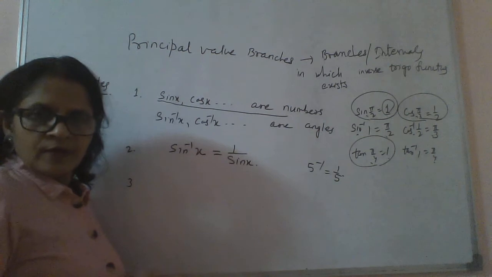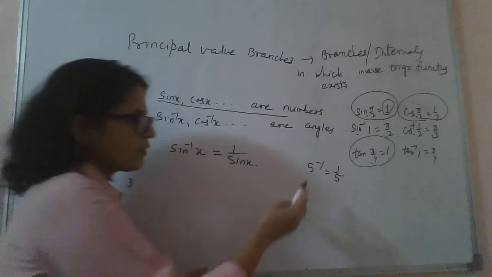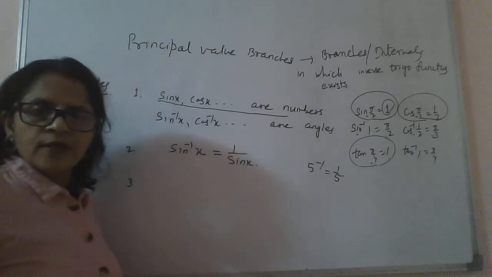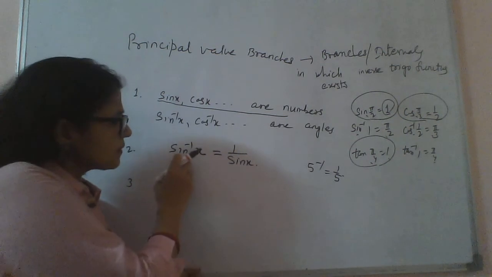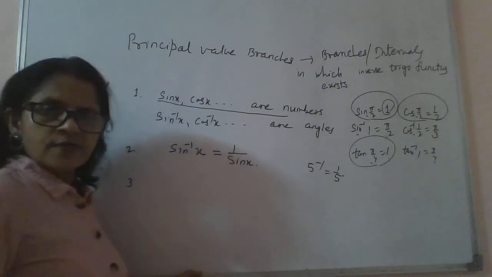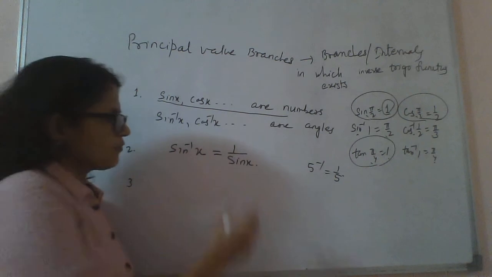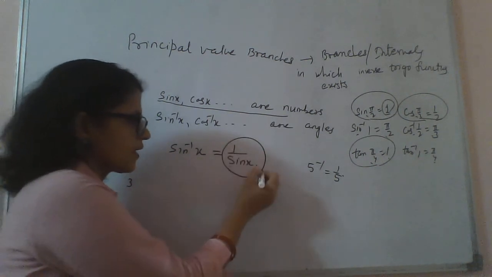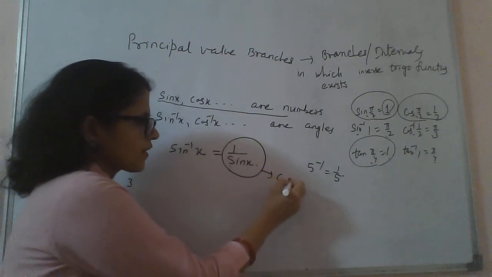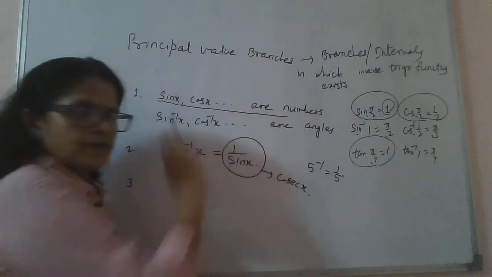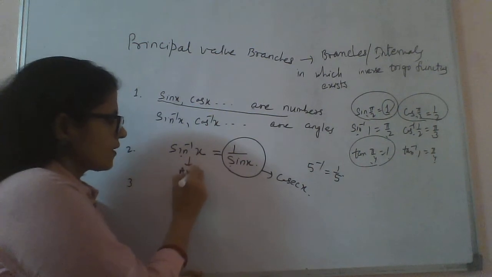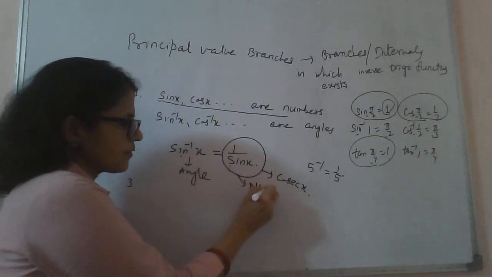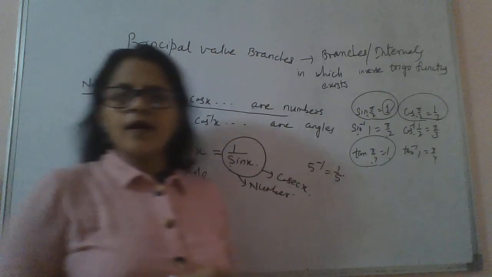Okay, so there may be confusion in this way, no? Whenever we write 5 to the power minus 1, for any real number, the inverse of A equals 1 by A. But can sine inverse x be 1 by sine x? It can't be, because 1 by sine x is cosec x. Cosec x is a number, but sine inverse x is an angle. So this is an angle, this is a number. Can we compare an angle with a number?